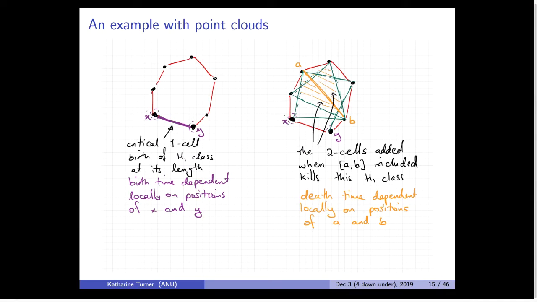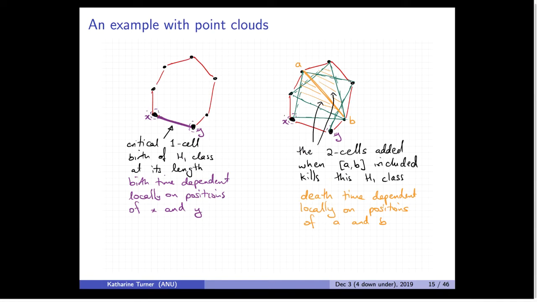So if I've got this first example here, and I apologize, it's not actually a Rips filtration, I just drew in edges by eye. I have this critical 1-cell between X and Y that's giving birth to an H1 class. This H1 class lives for some time until a different edge comes in. Now that edge may involve X or Y, but it could be a completely different pair. It could be that they are related to each other, that they both involve X, but it could be that they're completely different.